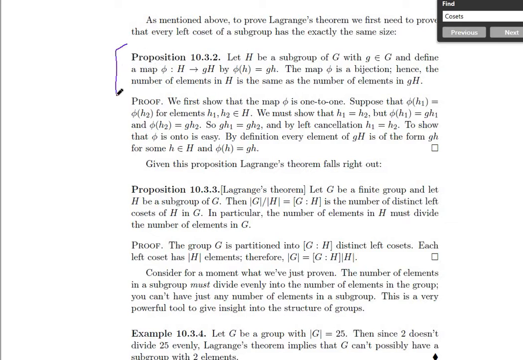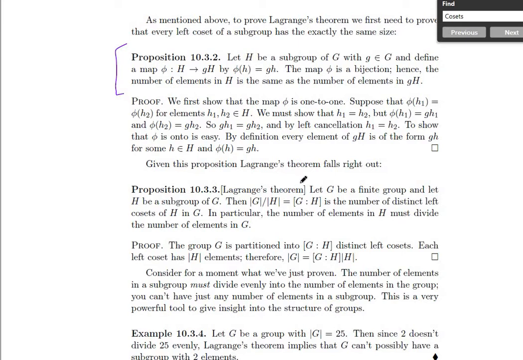So in this proposition, we're constructing a map from a subgroup to a coset, and we'll show that this map is a bijection. Basically, if a map is invertible, it's a bijection. So we can find the inverse of the map and show that the map is a bijection. In this proof, we show the map is 1-to-1 and onto. All right. So following this theorem, we get that the coset and the subgroup have the same number of elements.